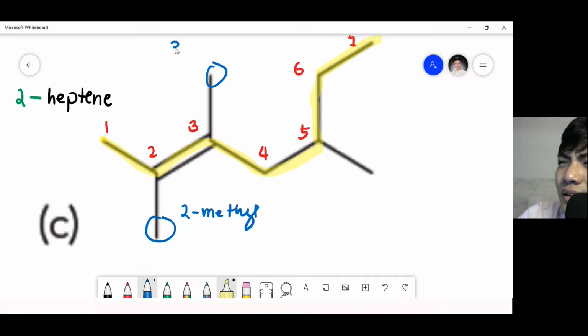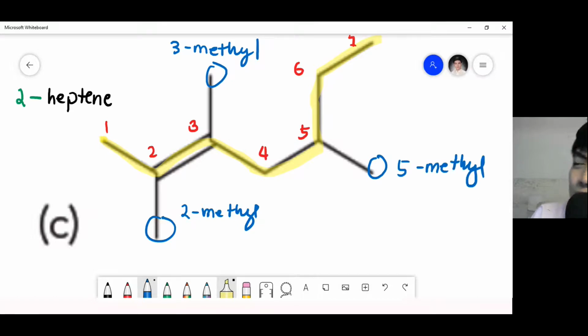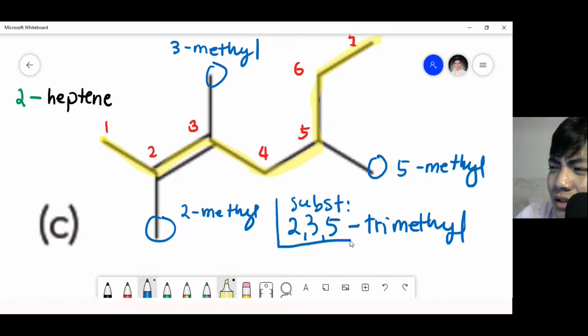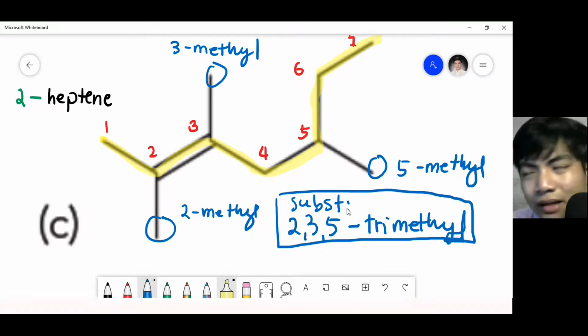This one's 3-methyl. And this one's 5 methyl. So as you can see, you have three methyl groups. You can combine them. So how will you combine them? So basically, you just combine the numbers using a comma. And since you have three methyl, you have to write down trimethyl. Okay, so this is your overall substituent, the 2,3,5 trimethyl. Okay. You can combine them, right?